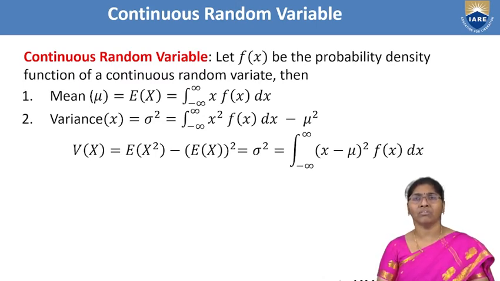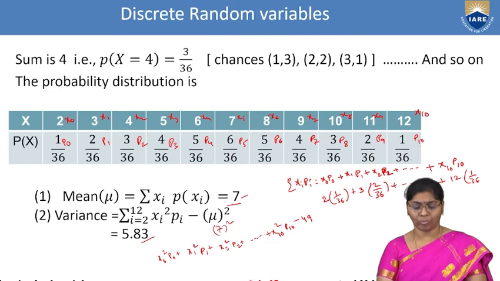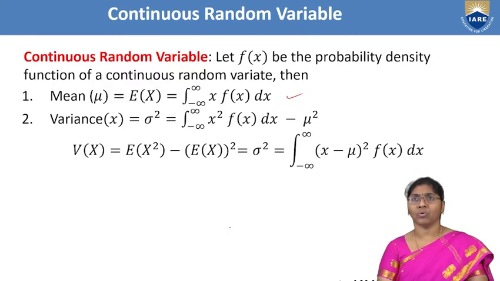In a continuous distribution, the arrangement is in terms of infinity. Integral from minus infinity to infinity of f of x dx equal to 1, as we know earlier. Here the mean is arranged like that: integral from minus infinity to infinity of x into f of x dx. That is the mean, and the expectation is also the same. Variance V of x equal to sigma square equal to integral from minus infinity to infinity of x square f of x dx minus mu square. Earlier it was summation x square into pi minus mu square; here it is x square into f of x dx minus mu square.